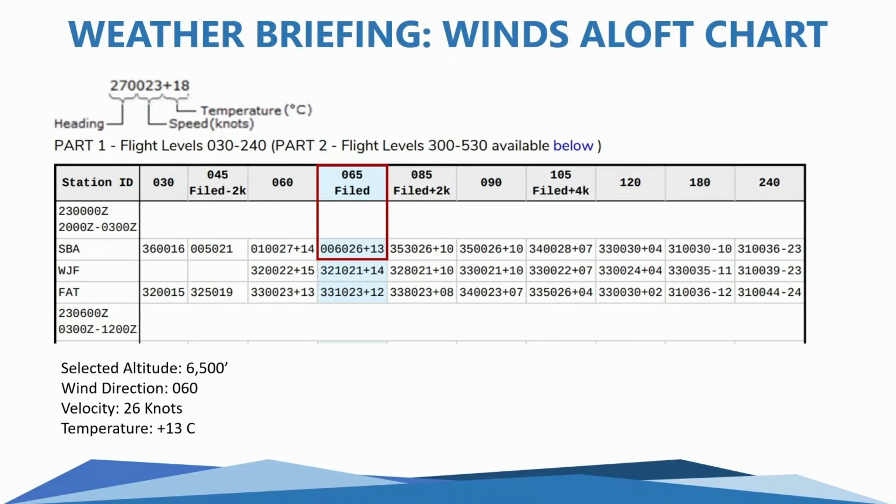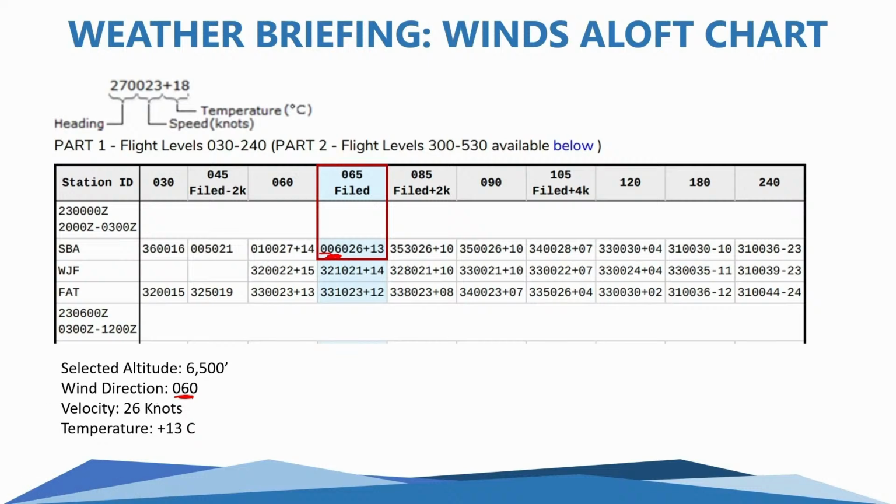So first things first, we are going to look at our winds aloft chart, and the numbers and values that I would write down out of this, out of 6,500, my selected altitude. My wind direction is 006. That's what it should be. So this is actually 006. I think in the presentation I screwed it up, so we're going to go with 060. Imagine that that's slightly different there. And then the velocity is 26 knots, okay? The temperature is 13, so that's going to be the first set of numbers that I'm going to write down.